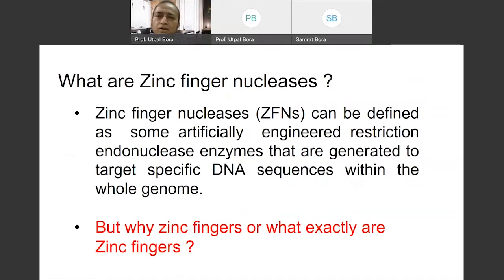So there was a technical glitch. I was told that the screen was not being shared or was not moving. So basically, we are talking of Zinc-finger nucleases, which can be defined as artificially engineered endonucleases that are generated to target specific sequences of our interest in the whole genome. But why Zinc-fingers, or what exactly are Zinc-fingers?